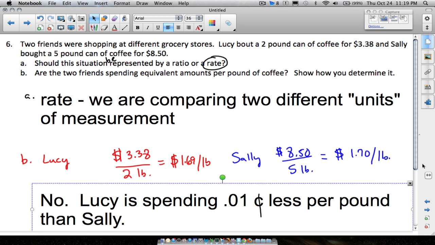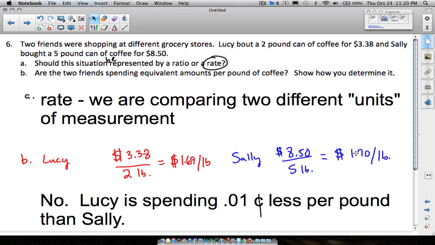They're pretty much the same, but like I was saying, if you're buying more of something, typically you want to think you're paying less per pound. And most of the time in real life situations that is the case. But hey, like I said, Sally went to an expensive grocery store. She probably went to Harris Teeter, and Lucy probably went to Food Lion or Walmart. Who knows? But that's how that one works out.